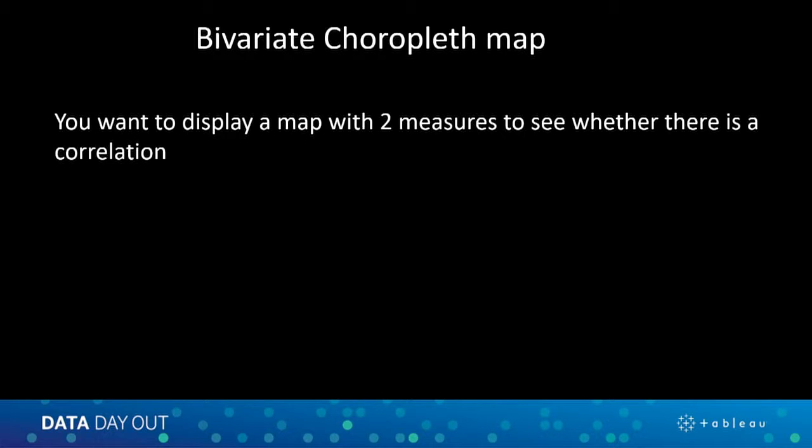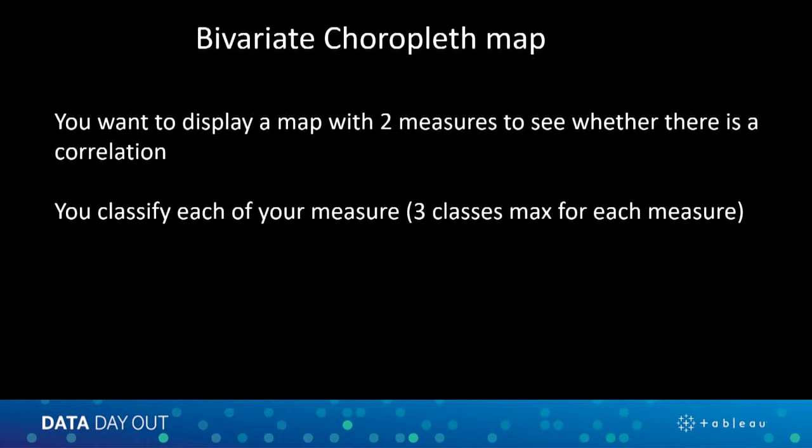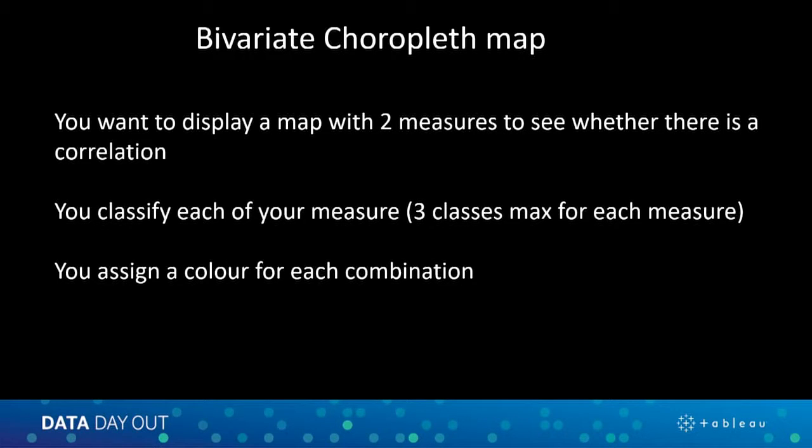So this one is probably not as well known, this concept of bivariate choropleth map. What you want to do here is use two measures, and generally you want to do that if you want to see whether there is a correlation between these two measures. Then you need to classify these measures. We've seen how to do that when we dealt with the GDP per capita. Do the same thing here. The recommendation would be to not use more than 3 values for each measure. And last, you assign a color for each combination.